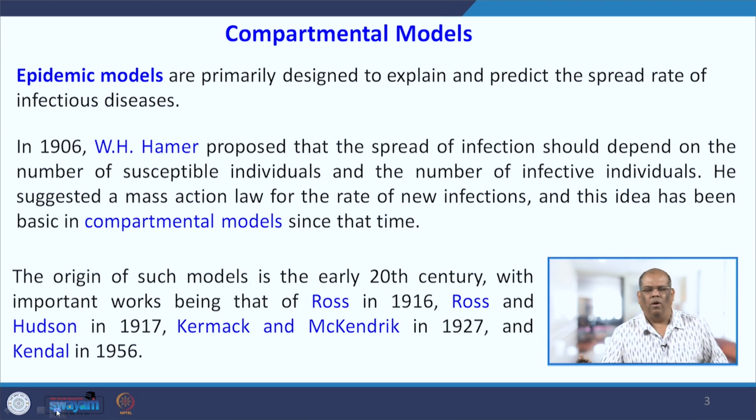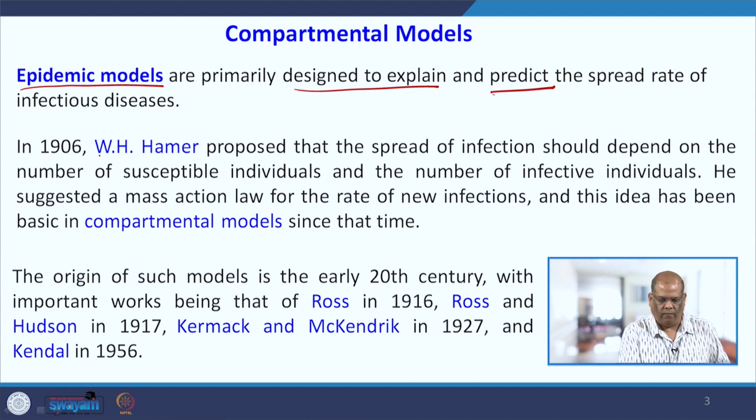So how do you model this kind of endemic disease? And what is the purpose of these models? Basically, these models are primarily designed to explain and predict the spread of infectious disease, whatever the disease may be. A little history: the first compartmental model was proposed by W.H. Hammer in 1906, and he proposed a model where the spread of infection depends on the number of susceptible individuals.